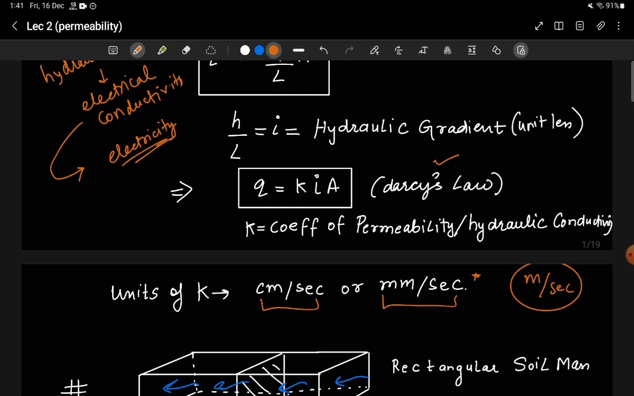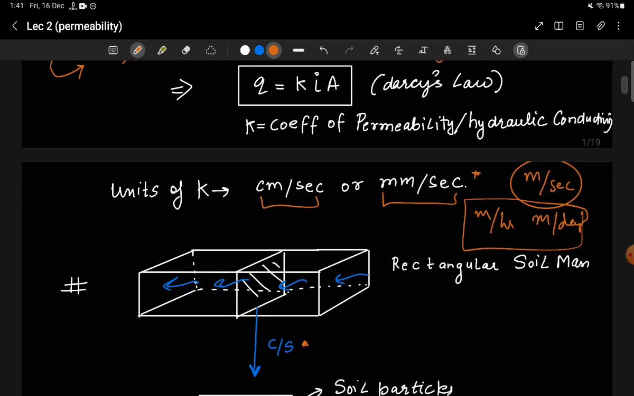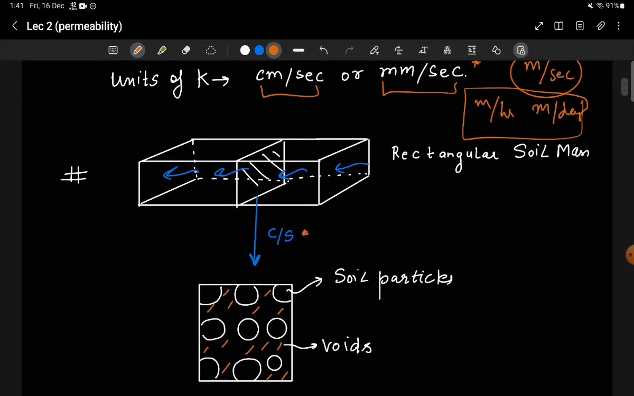सो हेंस यूनिट्स जब भी आप k यूजुअली फाइंड करेंगे तो यूनिट्स विल बी लेस. It can be meter per hour, it can be meter per day, ऐसा हो सकता है, but meter per second होना बड़ा कम ही चांस है. फिर वो सॉइल नहीं होगी, that would be something else. Now consider this as a rectangular soil mass and I have drawn there a cross section जिसे मैंने शेड किया हुआ है इस rectangular soil mass में. इस cross section को अगर हम zoom out करें, let us suppose Ant-Man goes in and zooms it out, तो Ant-Man को क्या मिलेगा इस cross section में जाते हुए?